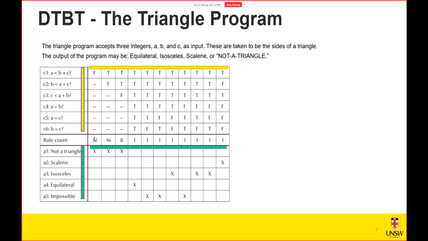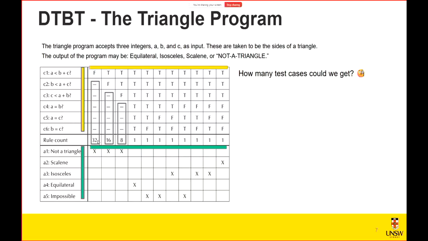This one is 32 because we have 5 hyphens and 2 to the power of 5 is 32. And this one similarly is 2 to the power of 4. This one is 2 to the power of 3. So in the end, in total, we should have 64 rules, right? Because we have 6 conditions, and we should have 2 to the power of 6 rules.